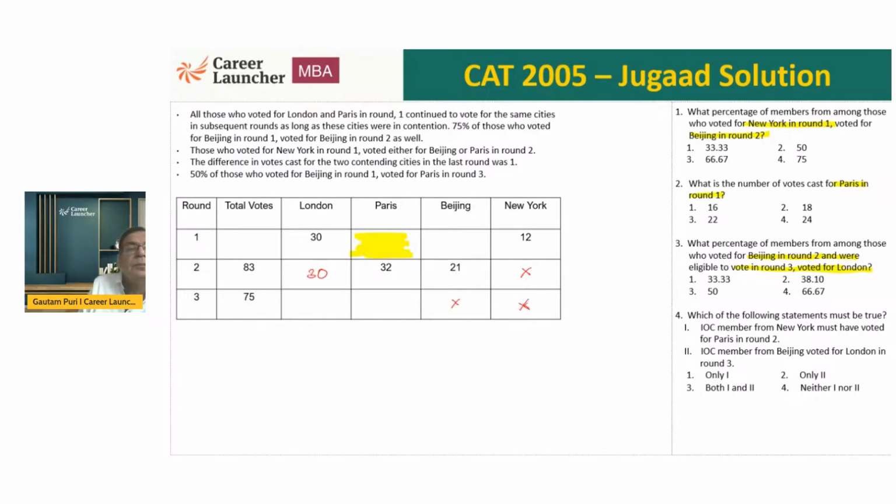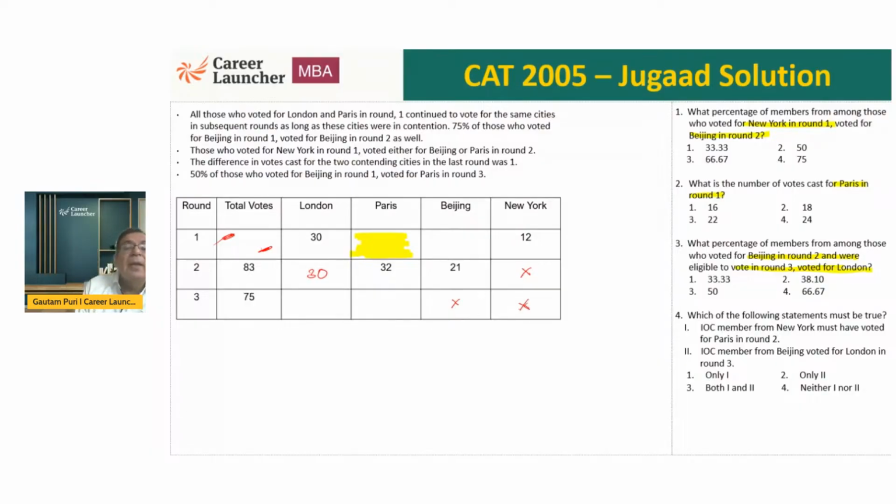Now, second question: how many votes would there be in round 1? From round 1 to round 2, will any member become ineligible to vote? No. To become ineligible, what does happen? I need to vote for 2 different cities in 2 different rounds and both of them have to be eliminated. So no voter will become ineligible in round 2. The ineligibility will happen only in round 3. Right? Now, what does that tell you?